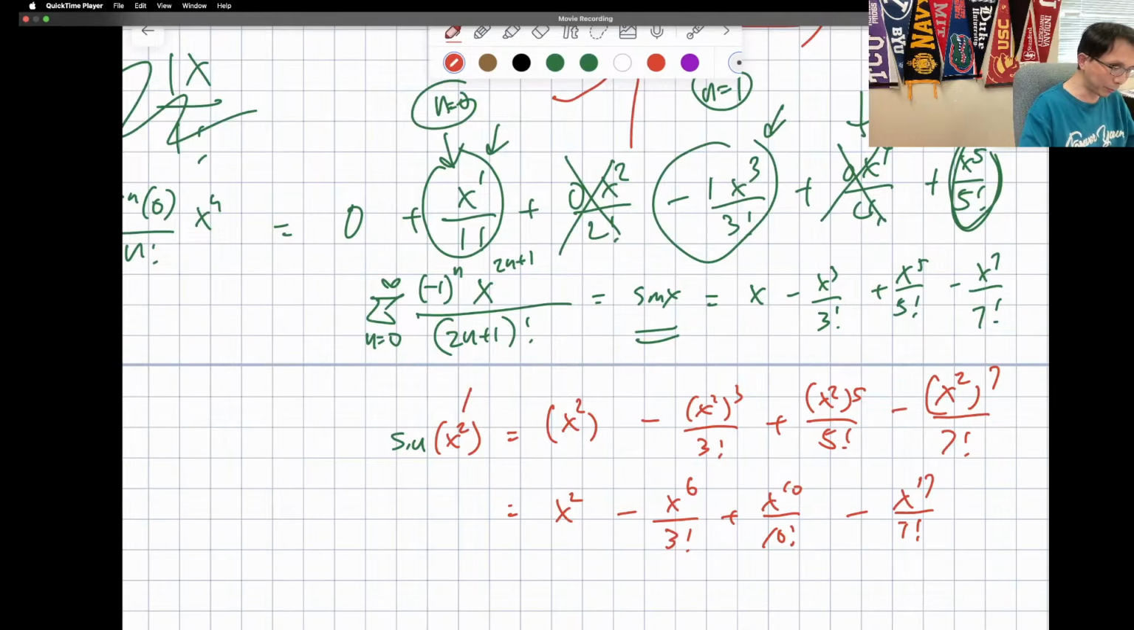So I can replace whatever x with something else in the power series. Wait, on the bottom, why is it 10 factorial? Oh, 5 factorial, you're right.